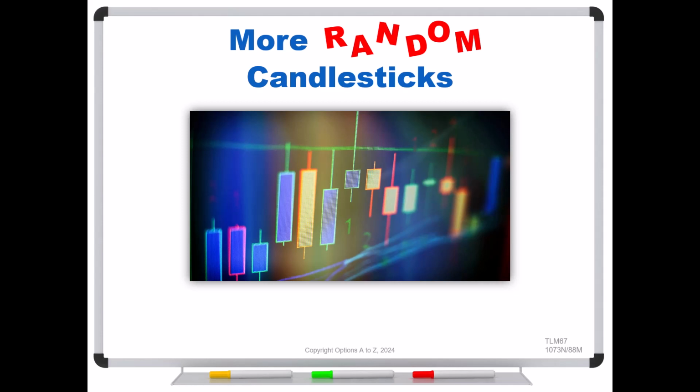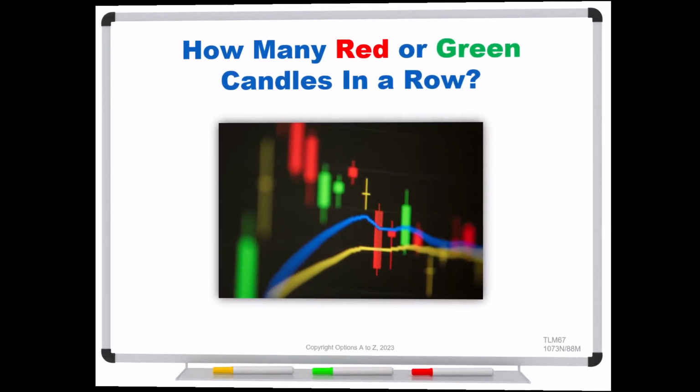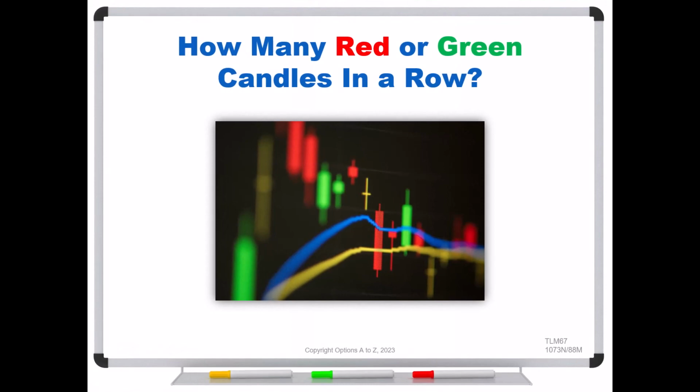Well, it's time for some more random candlesticks. And I decided to do this after I received a few emails regarding a previous video that I've done. And that was called How Many Red or Green Candles in a Row? And there I was looking at different time frames, let's say the course of a year or several years, and saying, what's the maximum number of red or green candles in a row that you should expect? In other words, how long can these streaks be? And I showed that they would fall exactly in line with chance.